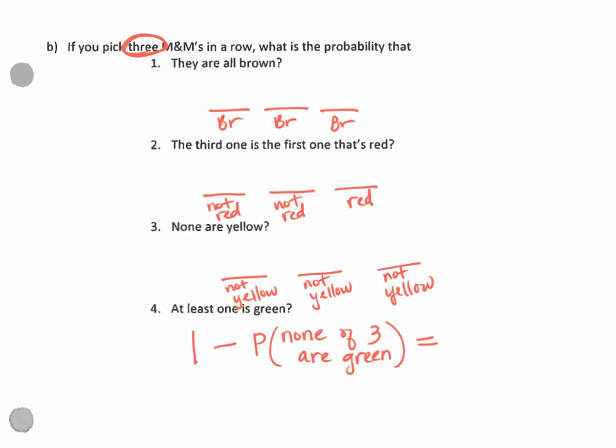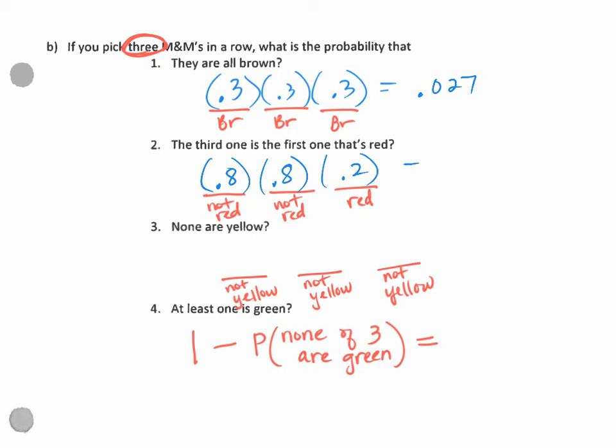All right, let's go ahead and check these. There were your little hints. And so they're all brown, so 0.3 times 0.3 times 0.3, and I don't know the number value of this, so you can do it. Oh, yeah, that's right, 0.027. Not red is 0.8, not red, 0.8, red, and so I don't know what that is.